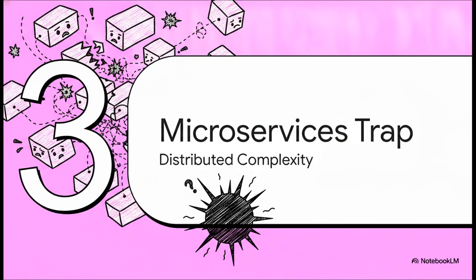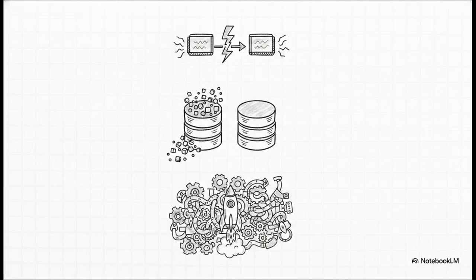But what happens when we do need to break things apart? That brings us to part 3, the microservices complexity trap. Microservices split your app into small, independently deployable services, which sounds great, right? It gives teams immense autonomy. But man, it comes with immense costs.